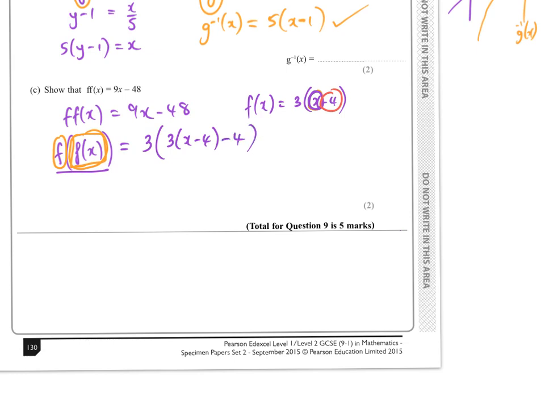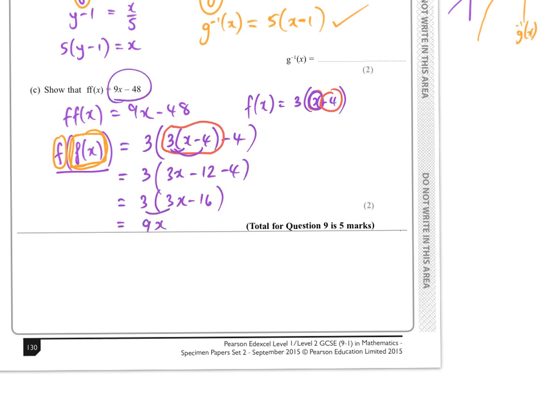Okay, so what we've basically done is put the function inside itself again. So the function has taken on itself. And all we do is we just multiply this out. So we'd have 3x minus 12 minus 4, which is 3 lots of 3x minus 16. And you can multiply this out if you want, it doesn't really matter. Well, it does actually, because we've got to show it's this. So luckily for us, we get 9x minus 48, and that's f of f of x.